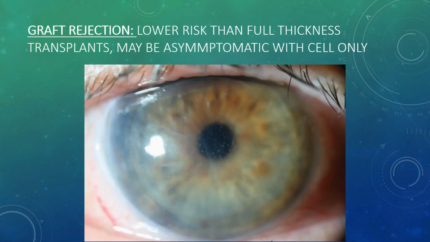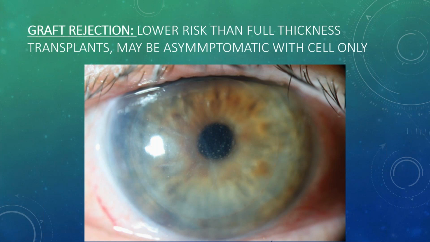Graft rejection. So we see graft rejection commonly in PKP patients. About 20% of PKP patients will have an episode of rejection in 5 years. With DSEK, we see it a little more commonly, and about 1 to 3% of patients will have a rejection at some point with a DSEK in their lifetime of having that graft. DMEK, it's probably less than 1%. It has to do with the volume of tissue that we're transplanting.